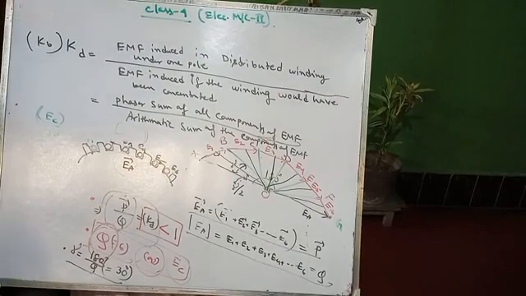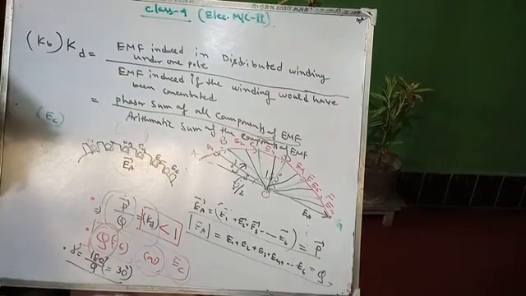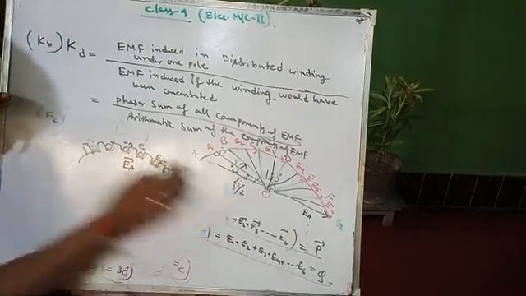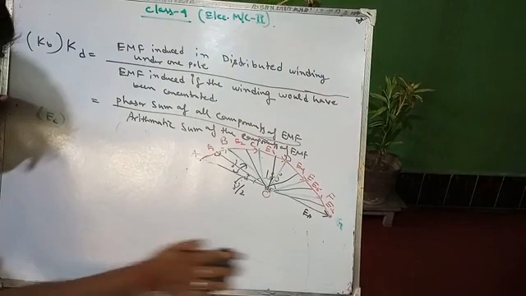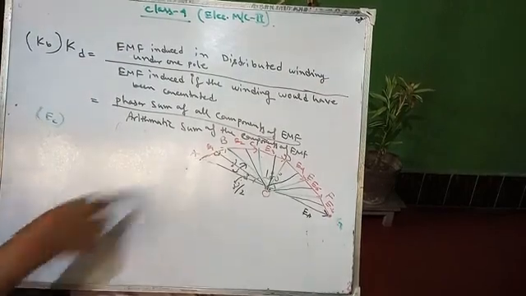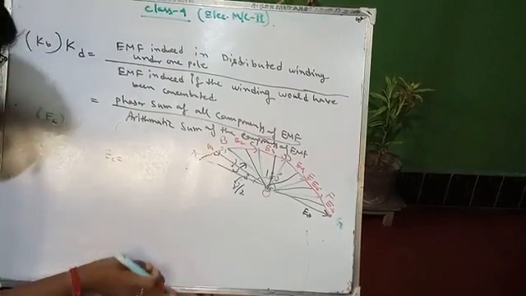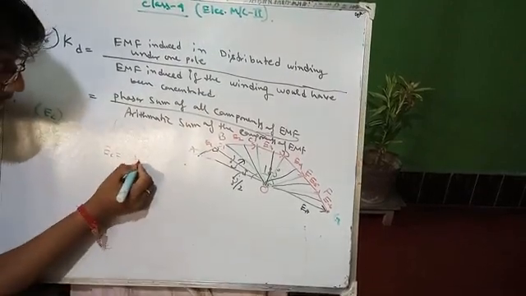Now if we apply the geometry, you can see that EC is nothing but AB.